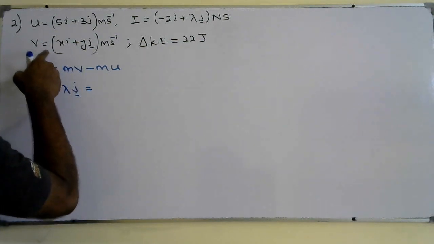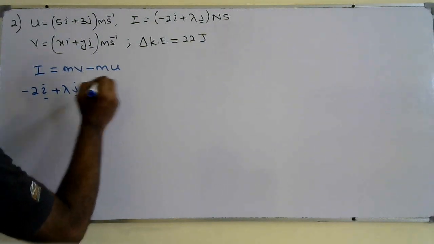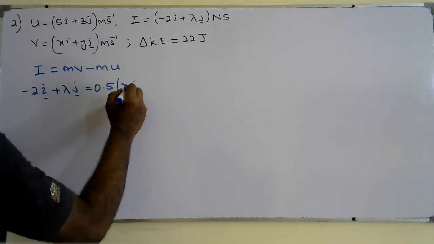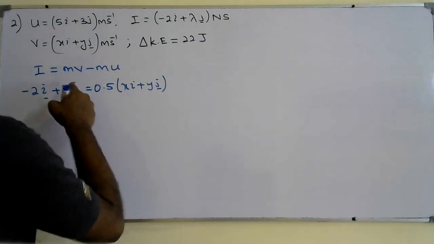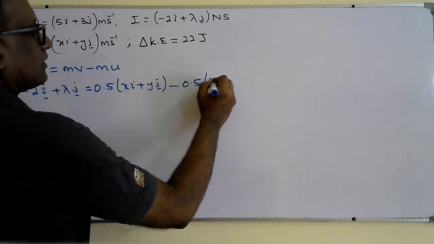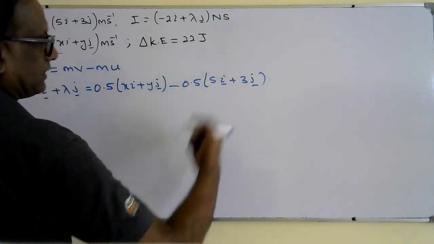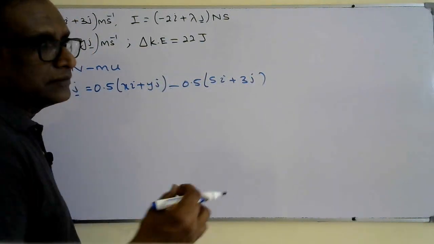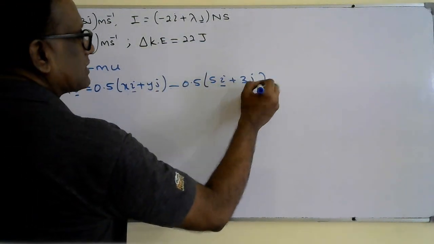Now mv: m is 0.5, mass is given as 0.5, and v is xi plus yj. So mv minus mu: 0.5 into u, that is 5i plus 3j. You can put a line for the vector, no problem, even without the line, it's not an issue. Sometimes print books make it dark, bold. When you write, it's better to put the line, so that it indicates a unit vector.